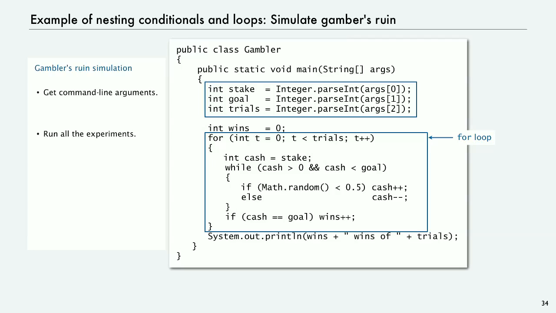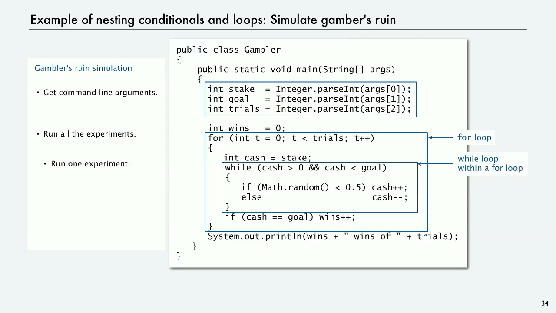So that's a for loop. Inside the for loop is just run one experiment. And so we have a variable cash that we start at stake, and inside to run the experiment is a while loop. As long as cash is bigger than 0 and less than goal, we flip a coin. And so we flip a coin the same as before, do a random double between 0 and 1. If it's less than a half, we win, and otherwise we lose, and we decrement cash. And we stay within that while loop until either cash is 0 or cash is goal.